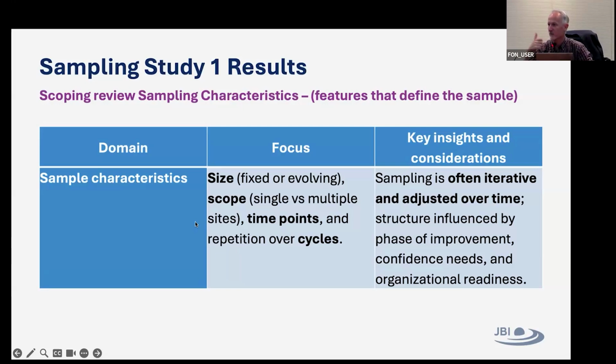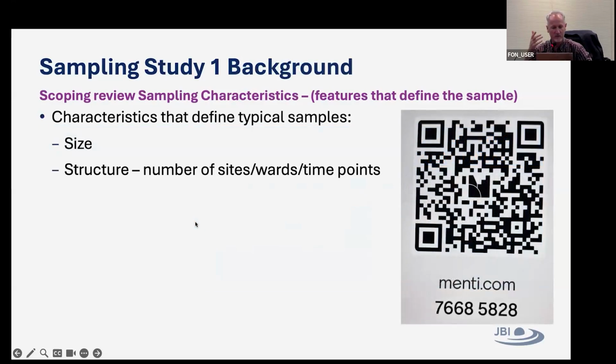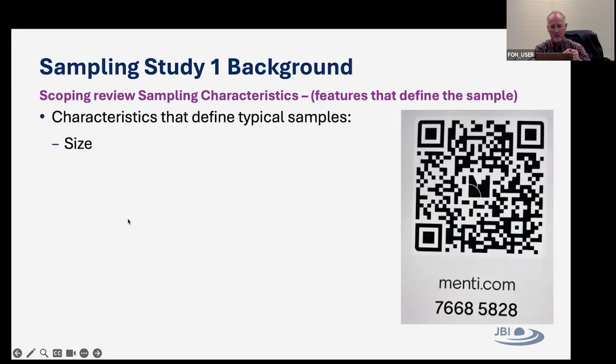Have you got your phone with you? Everyone's got a phone with them? All right. What I'd like us to do is come up with some words or characteristics of sampling that you're familiar with. As an example, I've given you one on screen. Sample size is a characteristic of sampling, right? So scan the QR code and it should bring up a page where you can do a word cloud.